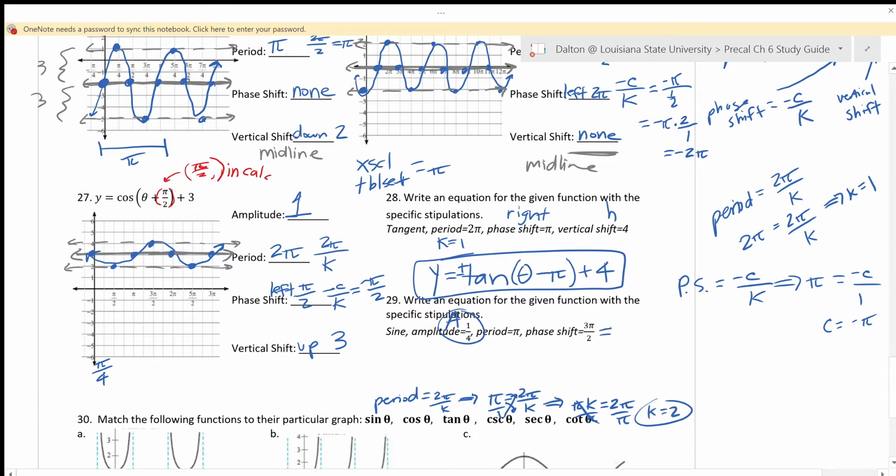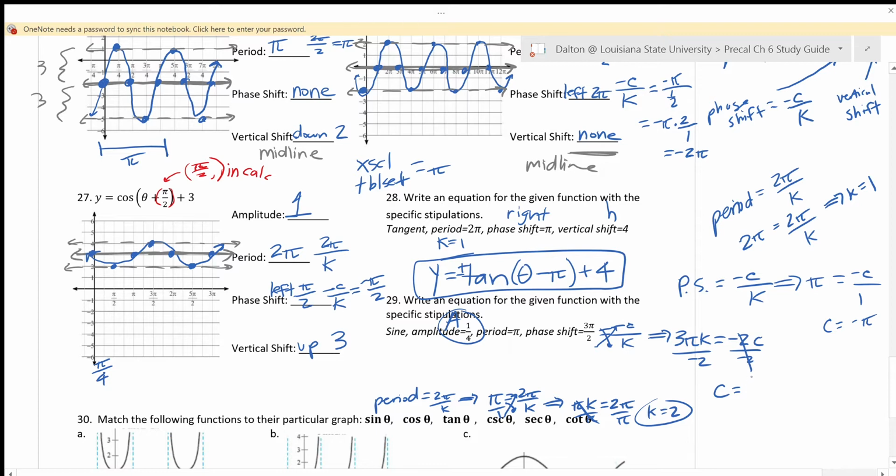Phase shift is found by doing negative c over k. So this means that if I cross multiply, I have 3 pi k is equal to 2 times negative c, which is negative 2c. And then if I want to solve to get c by itself, divide both sides by negative 2. So then I get c is equal to, oh, hold on, I know what k is.